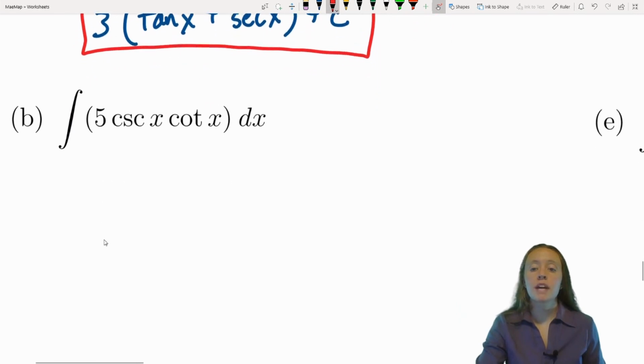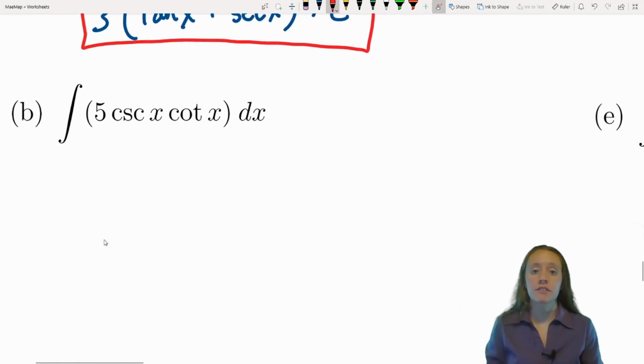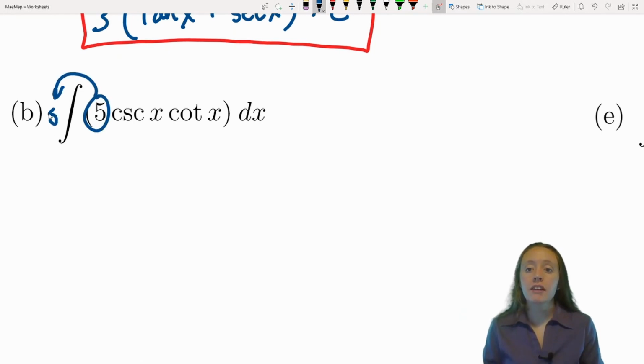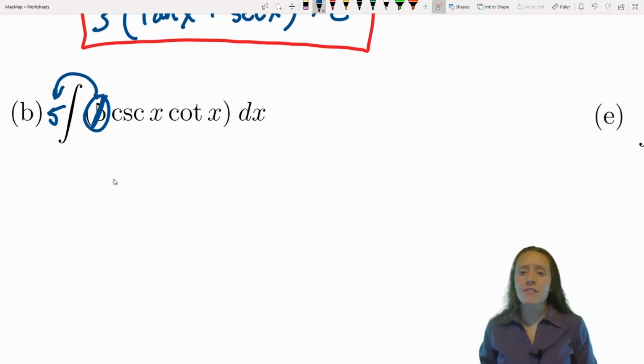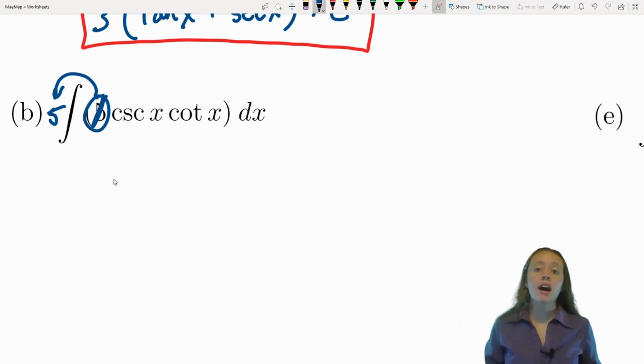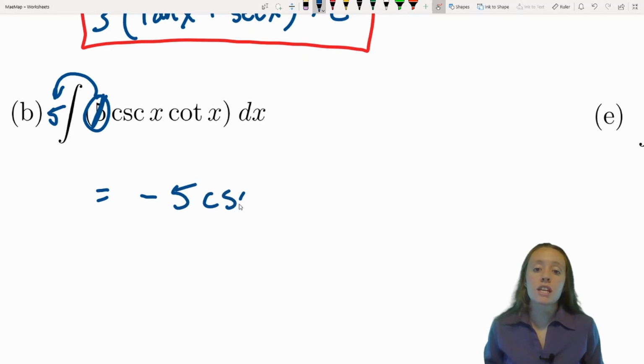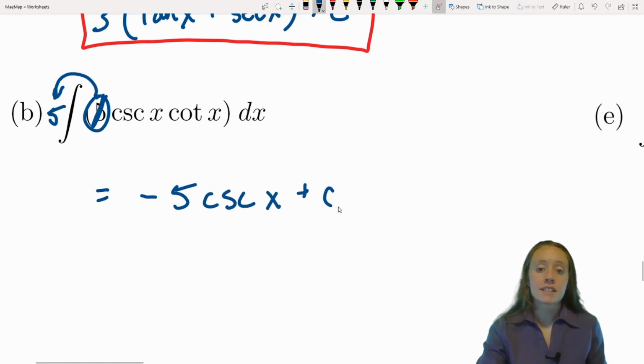Moving on to part B, we have 5 cosecant of x cotangent of x. Pull that 5 right on out in front, and what do we get? What's the integral of cosecant of x cotangent of x? Well, the integral of negative cosecant of x cotangent of x is a positive cosecant of x. So the integral of a positive cosecant of x cotangent of x is going to be a negative cosecant of x. So this is going to be equal to negative 5 cosecant of x plus c.